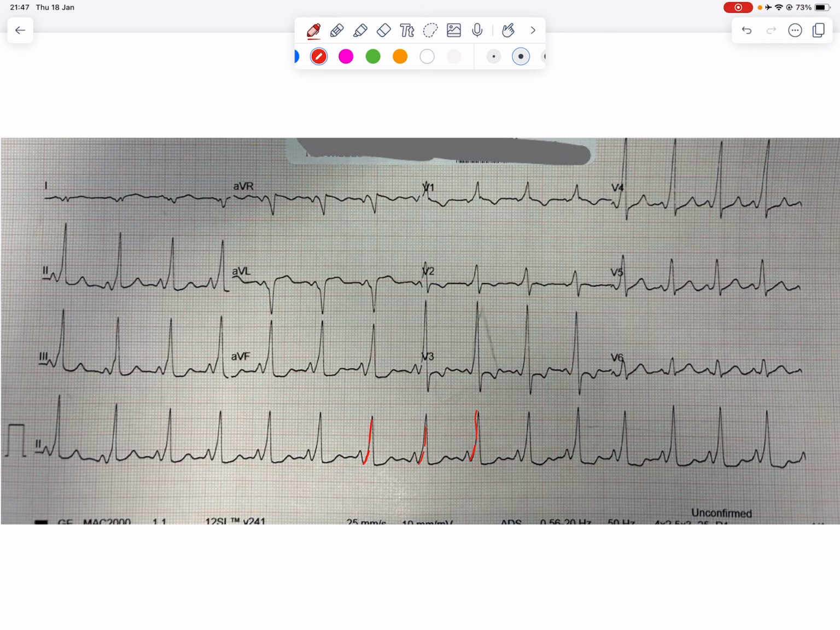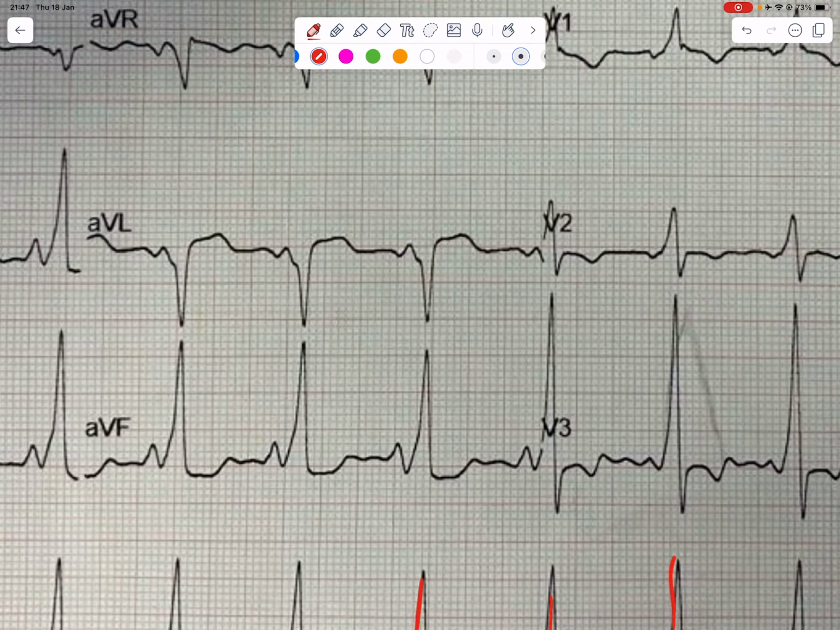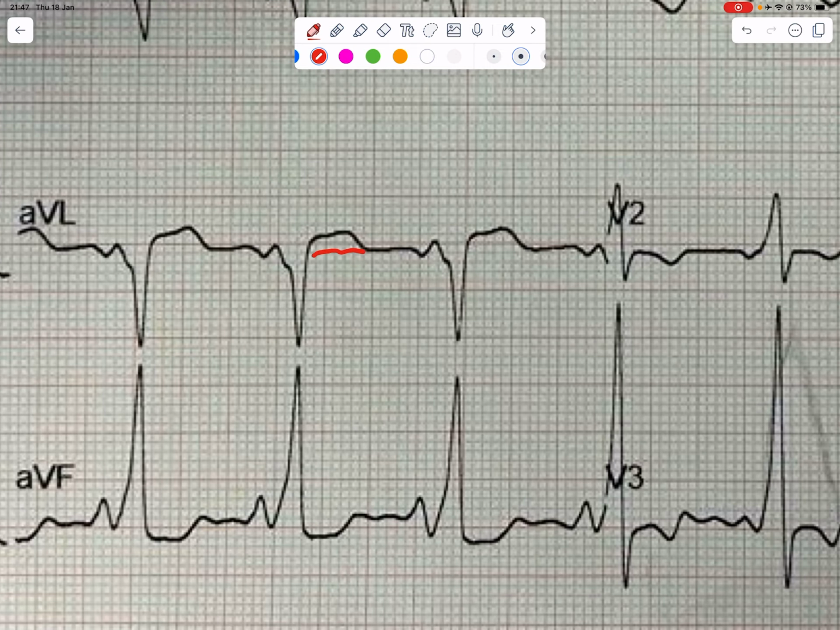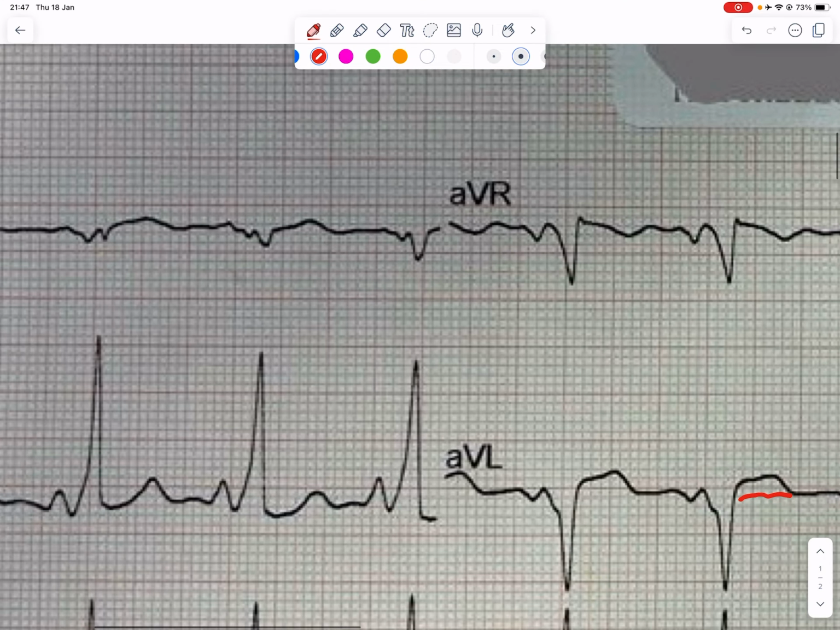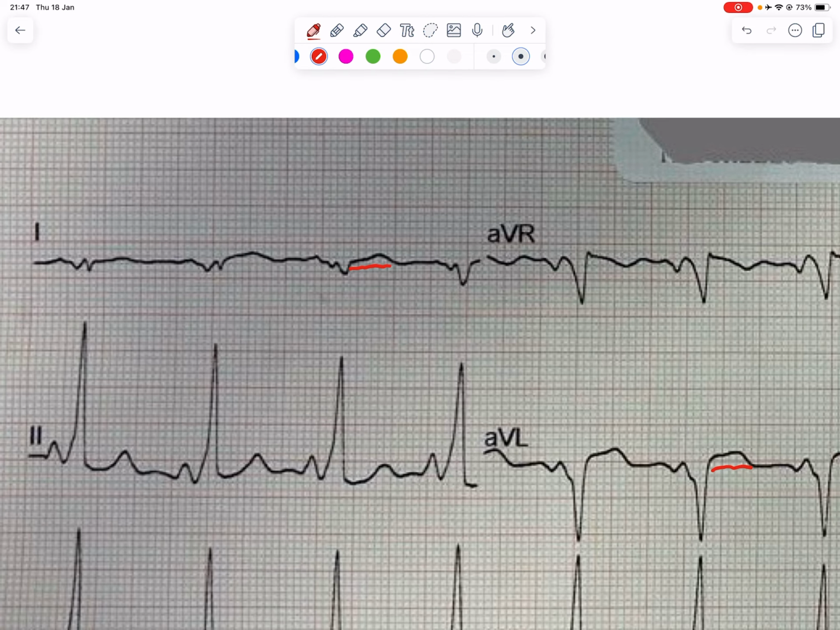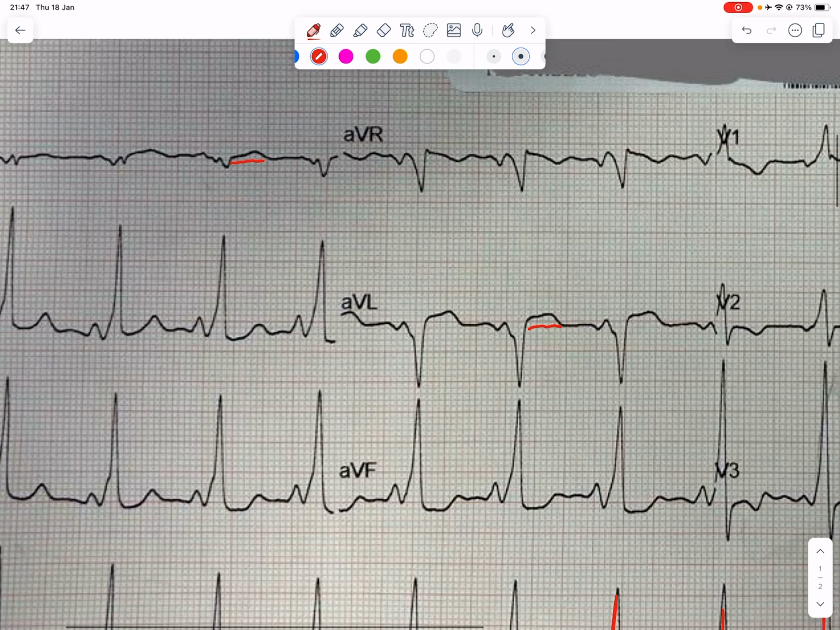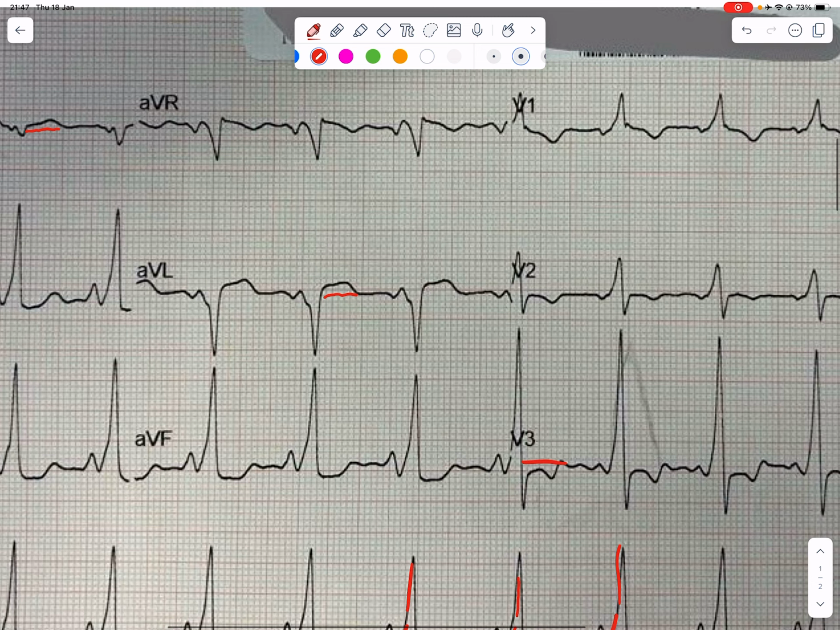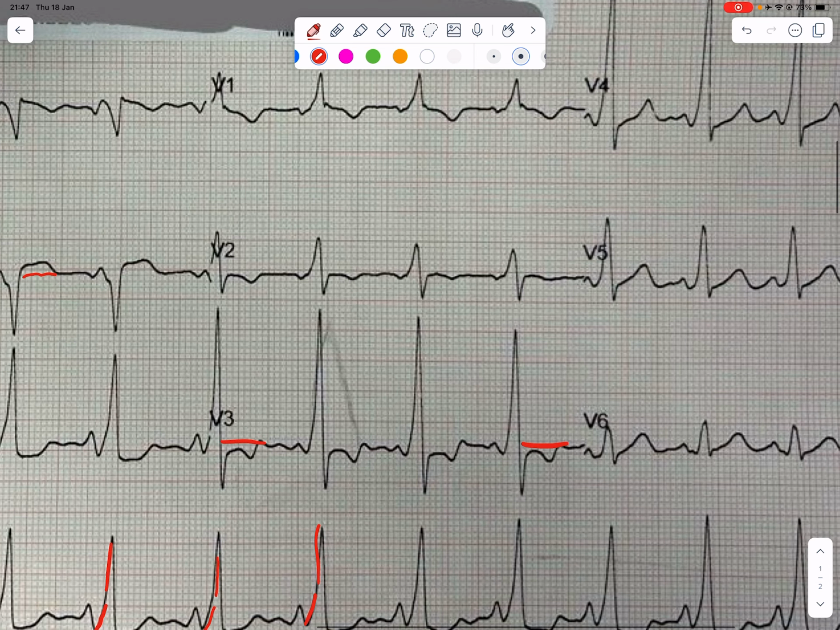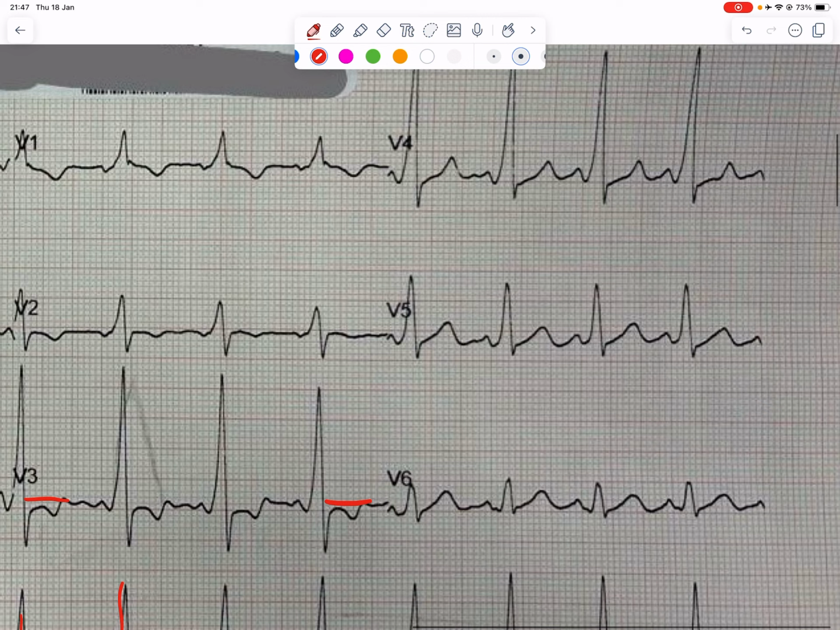Then we're going to look at our ST changes, and we can see that there are a lot of ST changes here. There's ST elevation in our high lateral leads, so if that's the isoelectric line, there's ST elevation there. It also looks like there's some degree of ST elevation over there, and in most of the other leads it looks like there's ST depression, ST depression here, ST depression there.